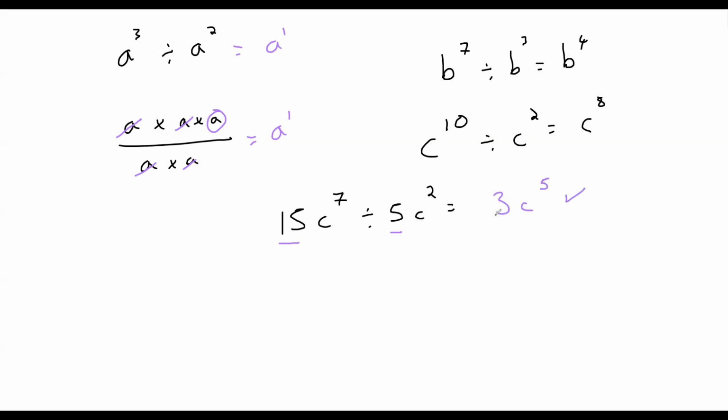15 divided by 5 is 3. 7 take away 2 is 5. So yes, that would be the correct answer. Okay, so we've done multiply, which is add, and we've done subtract, which is take away. Now let's take a look at the brackets, and people seem to really struggle with this concept.